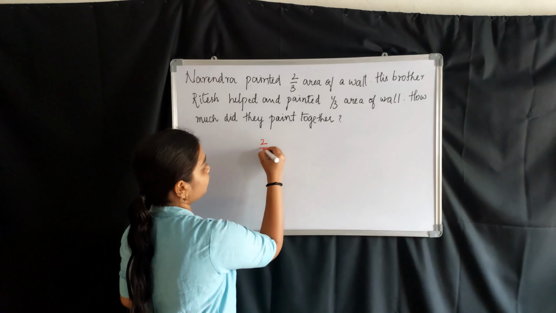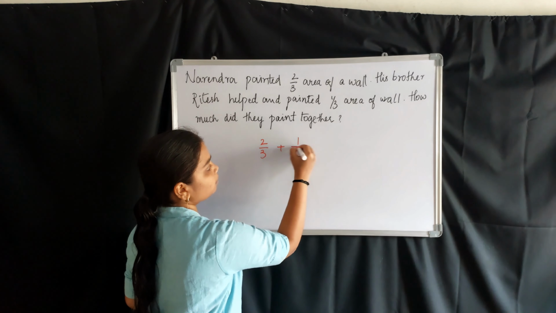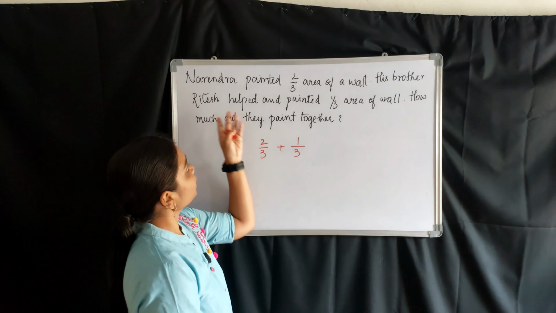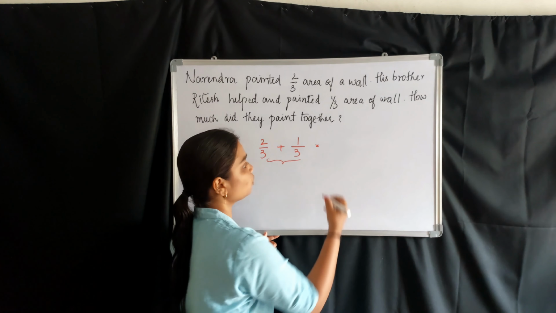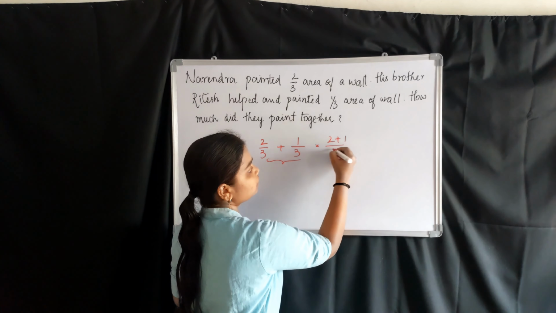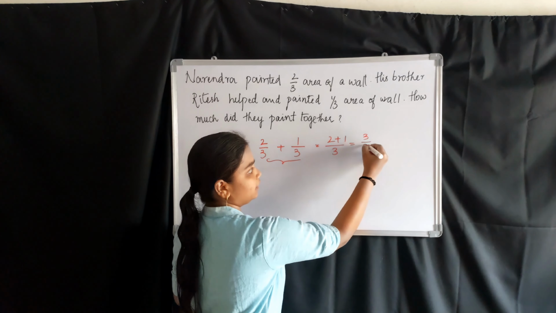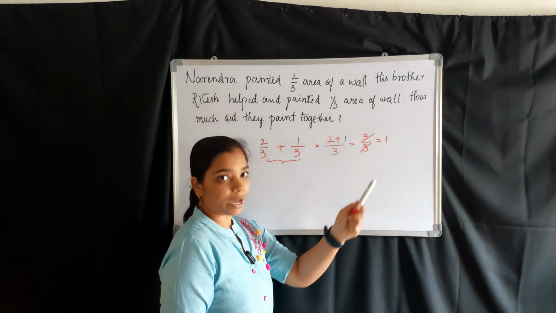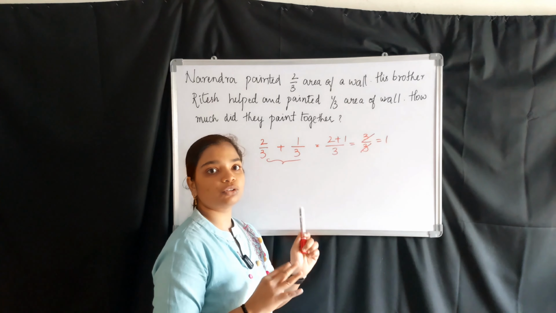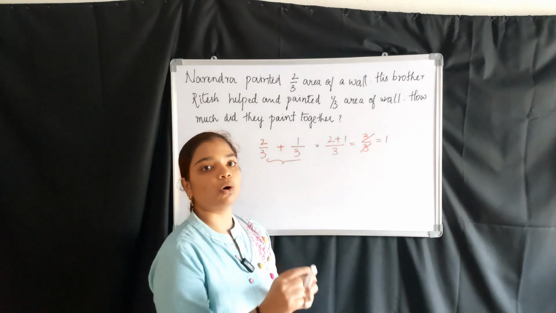So 2 by 3 was from Narendra and 1 by 3 was from his brother Ritesh. Since the denominators are same, I can go directly with adding the numerators. So it is 3 by 3, which equals 1. As the answer is 1, we can tell that both of them painted the whole wall of that room.